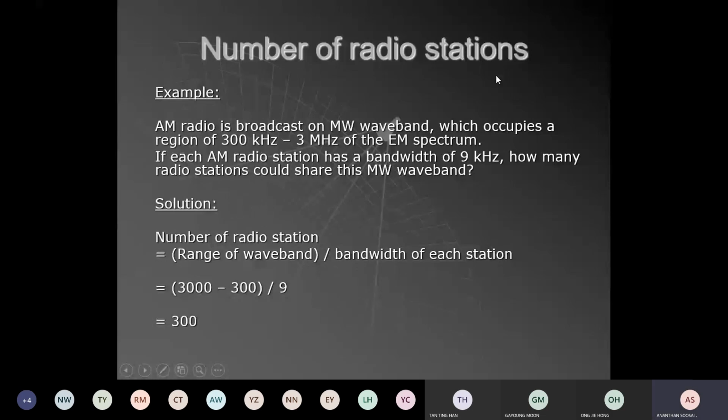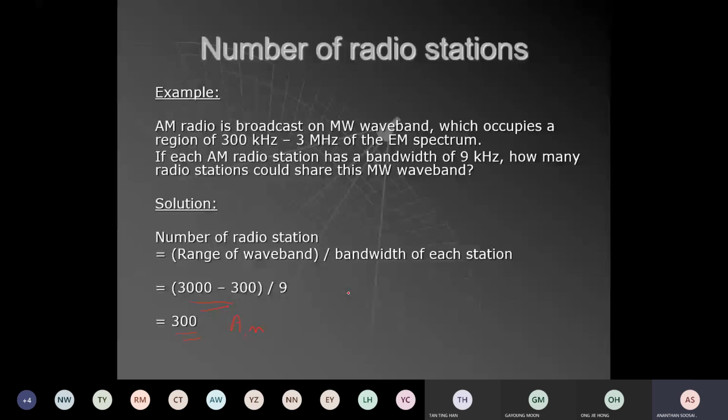Number of radio stations. If an AM radio station broadcasts in the medium wave, which occupies a frequency of 300 kilohertz to 3 megahertz of the EM spectrum, how many AM stations of bandwidth 9 kilohertz can be placed in this range? How many radio stations could share this medium wave band? So 3 megahertz is 3000 kilohertz minus 300 kilohertz. The range of frequency is actually 2700 kilohertz divided by 9 kilohertz. 300 AM stations can fill this frequency.